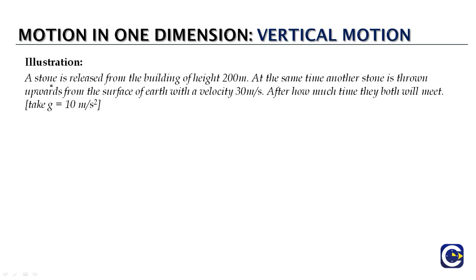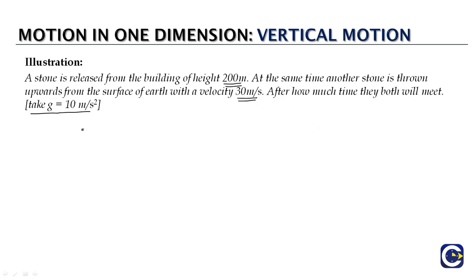Let us look at a case where a stone is released from the building of height 200 meters, which means that the initial velocity of that will be 0. At the same time, another stone is thrown upwards from the surface of the earth with a velocity 30 meters per second. The question is, after how much time will they both meet? Here they are giving the value of g to be taken as 10 meter per second square.